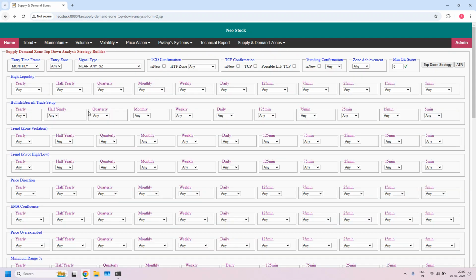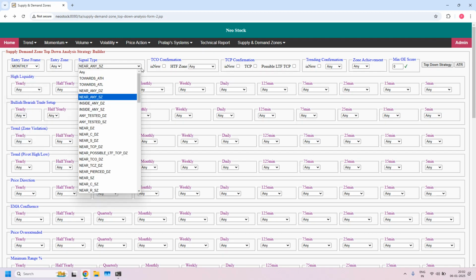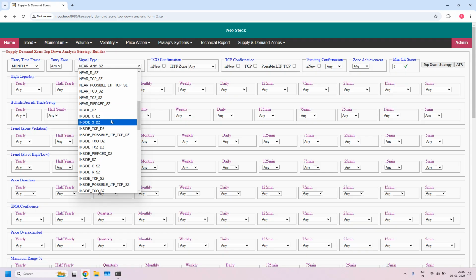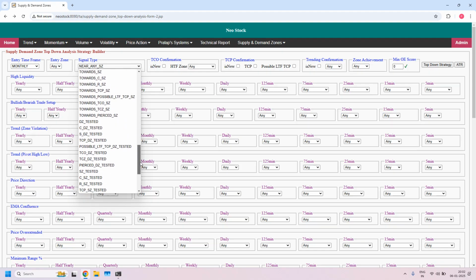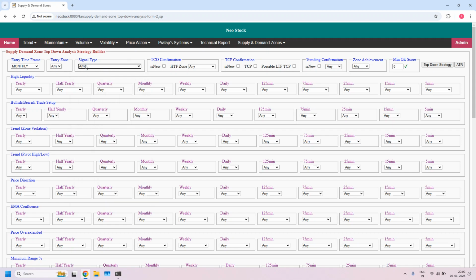Next monthly time frame, let us look for pierced zones. We have different categories of the pierced zones. Price closed inside the pierced supply zones, pierced demand zones. But here by using these filters we won't get all the stocks. If you want to know all the stocks, I have disabled all these filters, signal type.